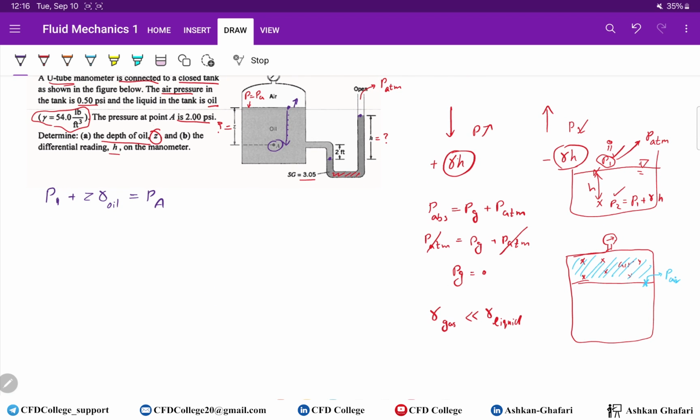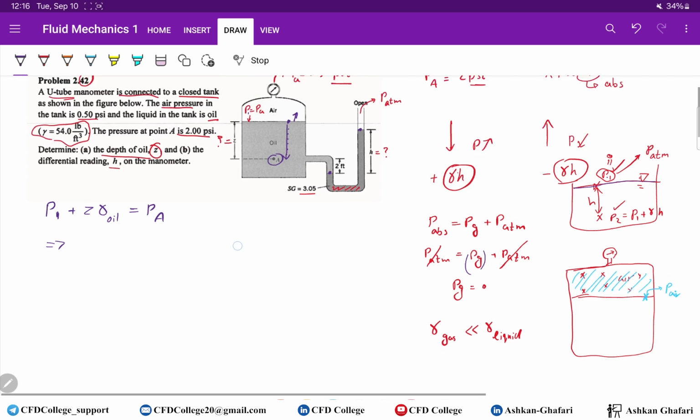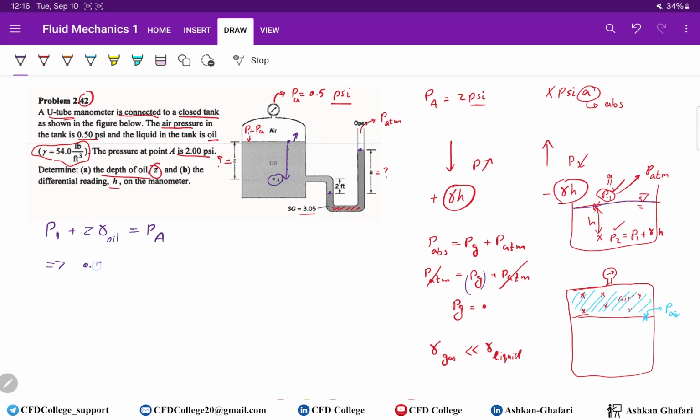Now it's easy, because we know that P1 equals PA, because it's a closed tank, and it's always the same. When we have an open tank, P1 equals the pressure of air, and since air has the pressure of 1 atmosphere, the pressure is 0, because we are working with gauge pressure. So P1, which is PA, is 0.5 psi.